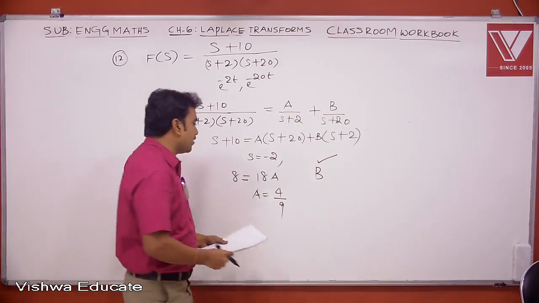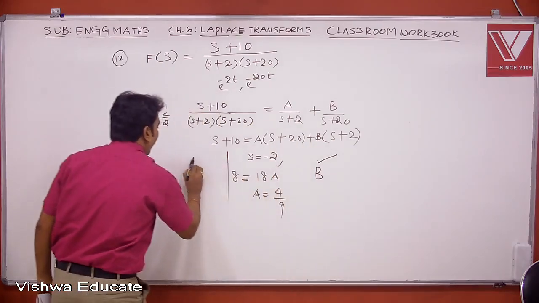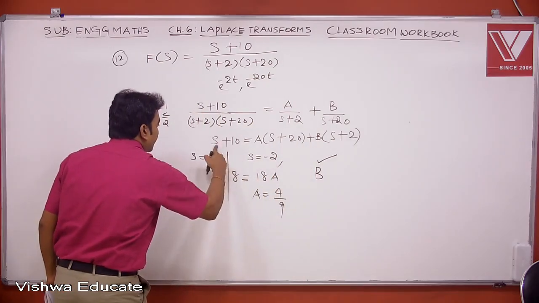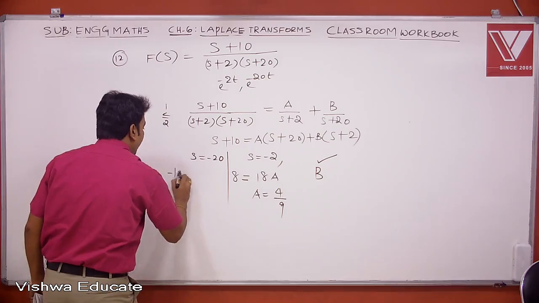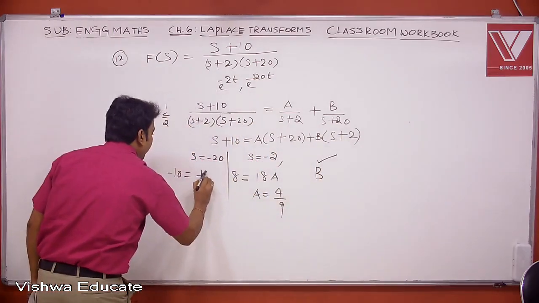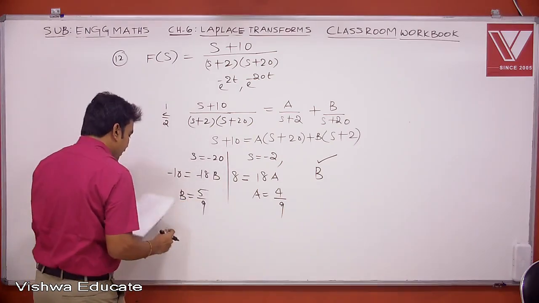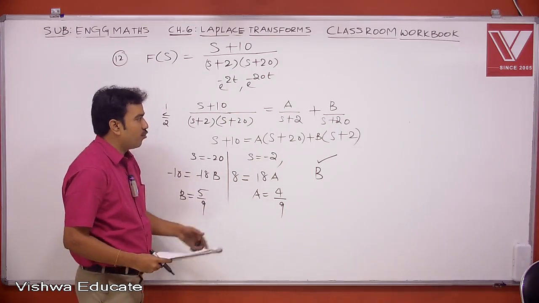Or you can do like this. Here a value is 4 by 9. So when you take s value minus 20, this becomes minus 20 plus 10, minus 10, equal to b into minus 20 plus 2, minus 18b. So here b equals 5 by 9. So a value is 4 by 9, b value is 5 by 9.